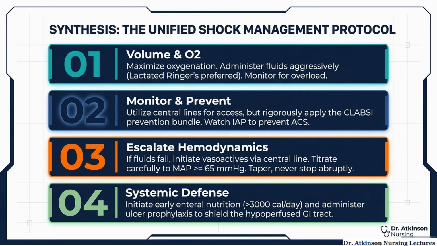Step 2. Monitor and prevent. Use central lines for the access you need, execute the CLABSI bundle without exception, and track intra-abdominal pressure to catch ACS before it becomes a surgical emergency. Step 3. Escalate hemodynamics. When fluids fail to hold the MAP at 65, initiate vasoactives via central line, titrate carefully, and taper slowly when weaning. Step 4. Systemic defense. Start enteral nutrition early, hit the metabolic demand, and put every shocked patient on GI ulcer prophylaxis.